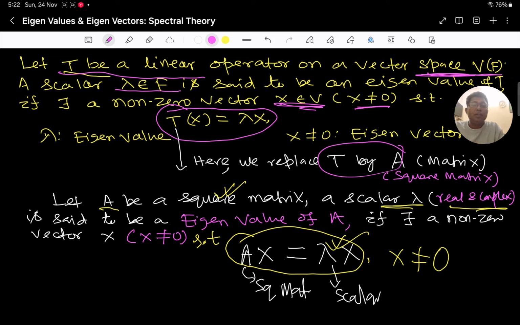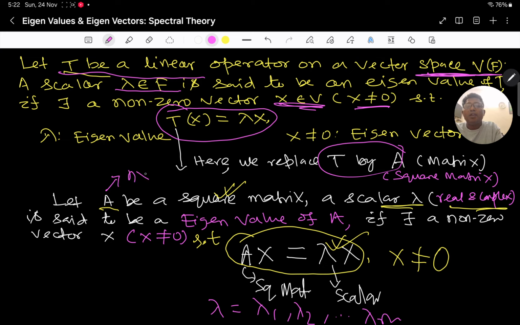As we correlated, lambda is the eigenvalue of the matrix A. Now if you simplify it, we will find the values of lambda: lambda 1, lambda 2, and so on up to lambda n, and the number of values is the same as the order of the matrix.